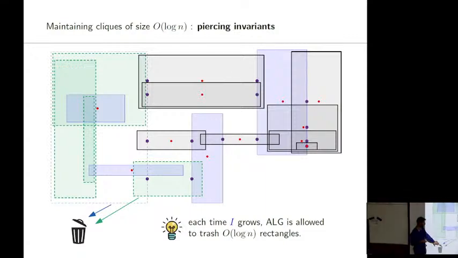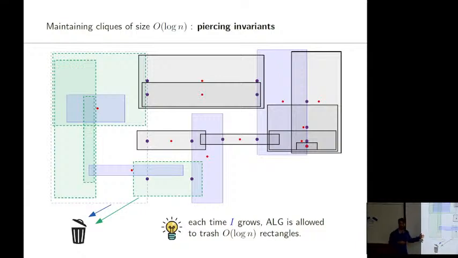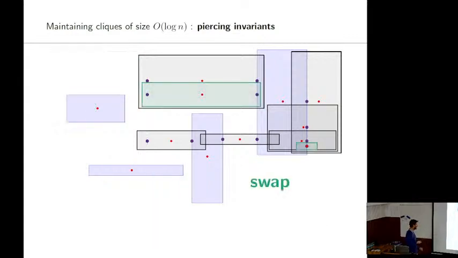So why is it okay? Remember that we need to keep a small trash. It's because each time the independent set grows by 1, we are allowed to trash log n rectangles. And here it's a constant number of cliques, so if we maintain the fact that they have size log n, this is okay to do. So here we managed to maintain the structure we want.